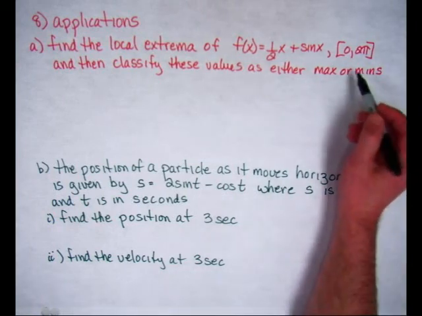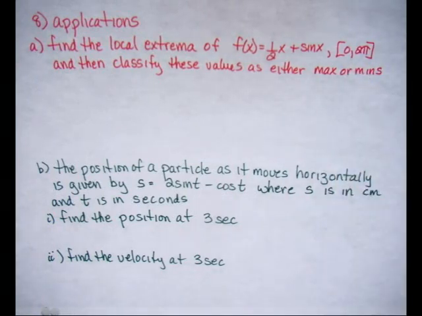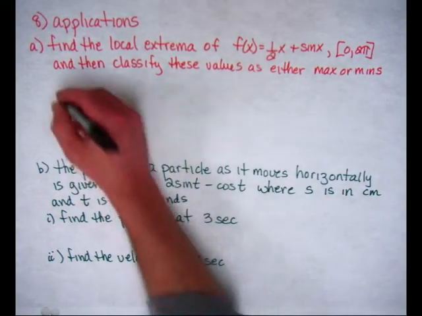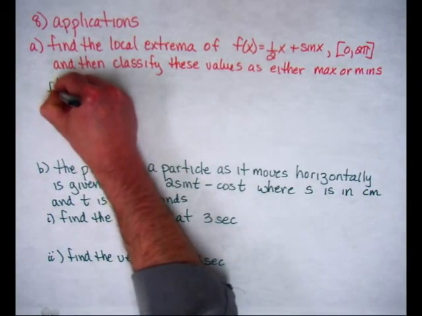You'll notice that we're only asked to look between 0 and 2 pi. This is a sine wave and it's going to continue forever, so we would actually have an infinite number of extreme values. We're only looking for the ones between 0 and 2 pi. And then we want to classify them as either max or mins. So if you recall, extreme values will occur wherever the derivative is 0 or wherever the derivative doesn't exist. So we need to first of all differentiate.